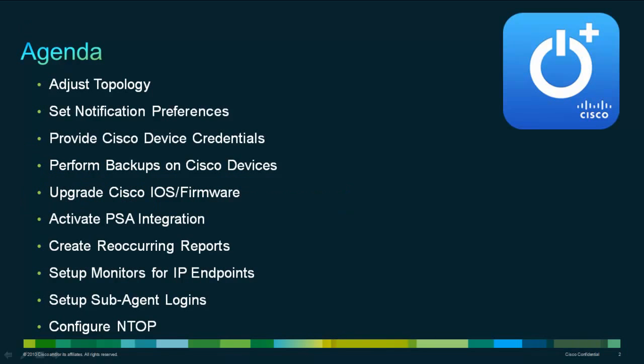In this video, I'll provide steps to configure the following within OnPlus: adjusting the topology to accurately represent the network, setting notification preferences — this is the medium used for OnPlus to notify you of events and alarms — providing Cisco device credentials, performing backups, upgrading Cisco firmware, activating the OnPlus PSA integration, creating recurring reports, setting monitors for IP endpoints, setting subagent logins, and configuring NTOP.